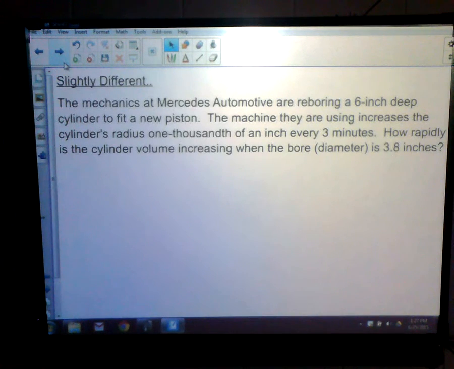The mechanics at Mercedes Automotive are reboring a 6-inch deep cylinder to fit a new piston. The machine they are using increases the cylinder's radius 1/1000th of an inch every 3 minutes. How rapidly is the cylinder volume increasing when the bore is 3.8 inches?